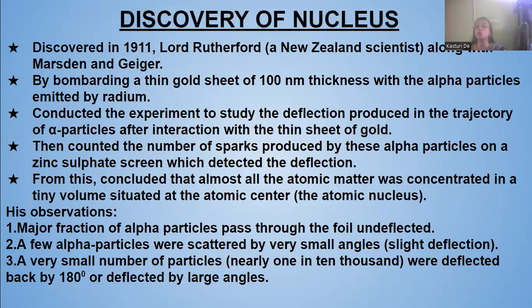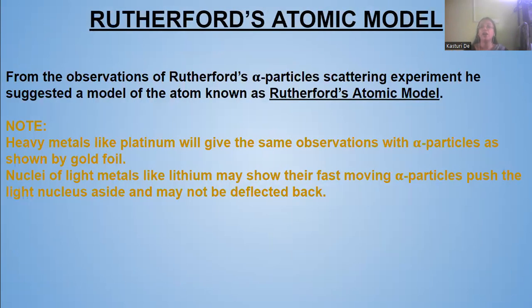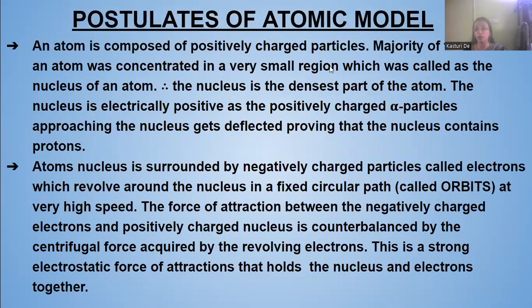From this, the conclusion was that almost all the atomic matter was concentrated in a tiny volume at the center of the atom, which is known as the nucleus of the atom, or atomic nucleus. Due to this nucleus, some of the alpha particles were deflected back by large angles, even by 180 degrees. Very few of them were scattered by small angles, and major fractions did not deflect at all. So this was given by Lord Rutherford along with Marsden and Geiger. This was the gold foil experiment, and now we are moving to the postulates of the atomic model.